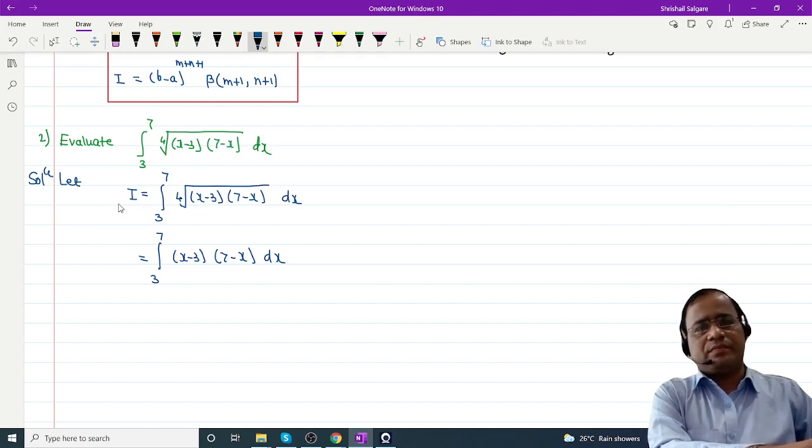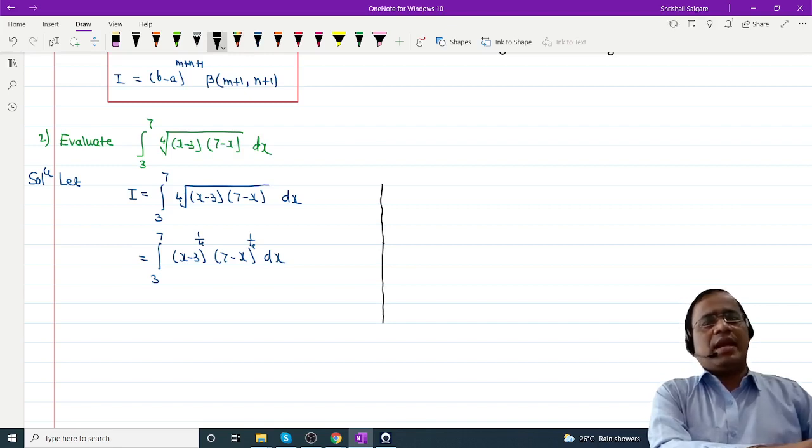Quickly. 1 by 4, correct. 1 by 4. Okay, so again that substitution part I will write to the right side. We'll manage here only. Now, can anyone tell the substitution? Go with the standard that you have to remember.